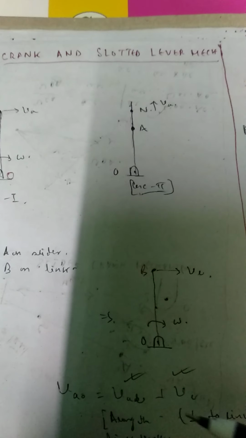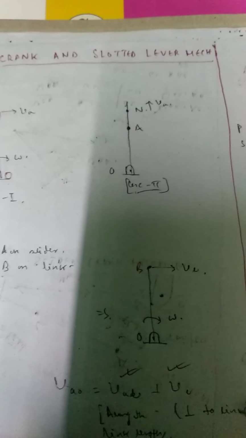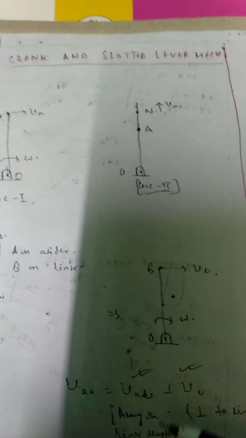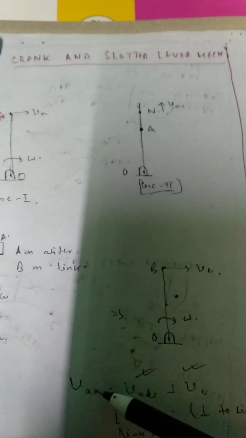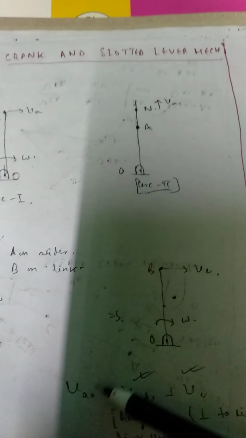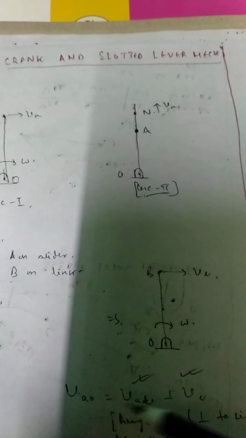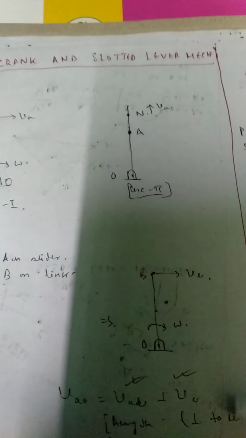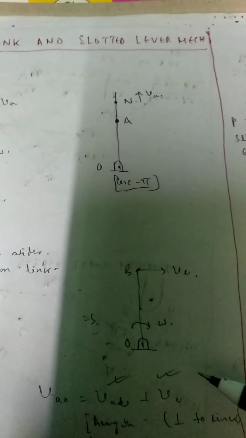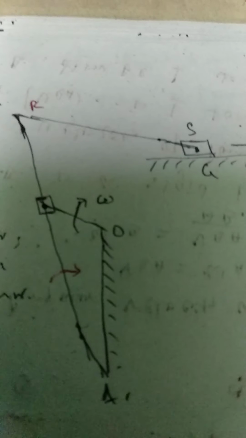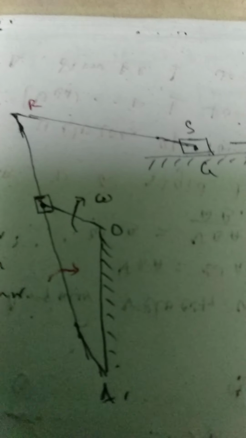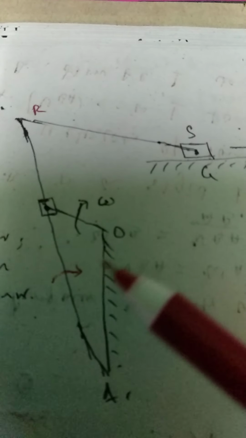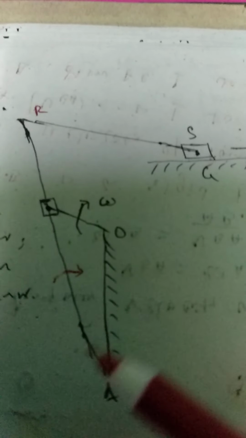So now through this one, this VB is along the perpendicular to the link and VAB is along the direction of the link. Okay, so from the velocity diagram we can find out the velocity of VAO. Now we will see about the crank and slotted lever mechanism. Here we see the crank and slotted lever mechanism. I have already discussed this crank and slotted lever mechanism in your earlier lecture. So see the construction of this one.